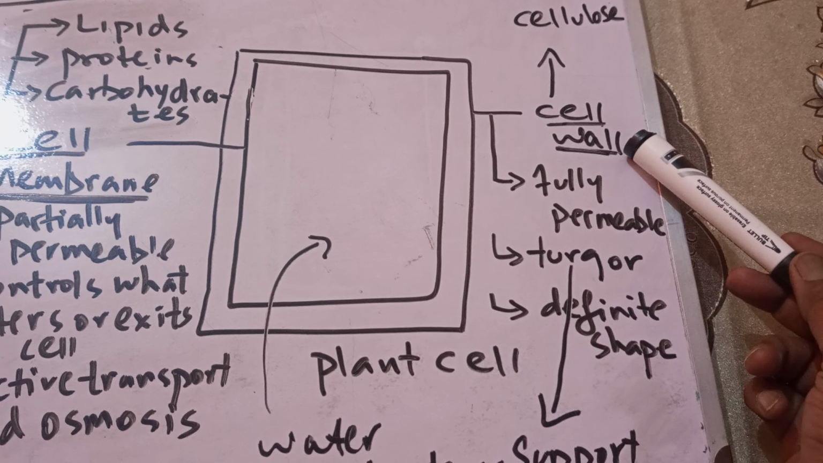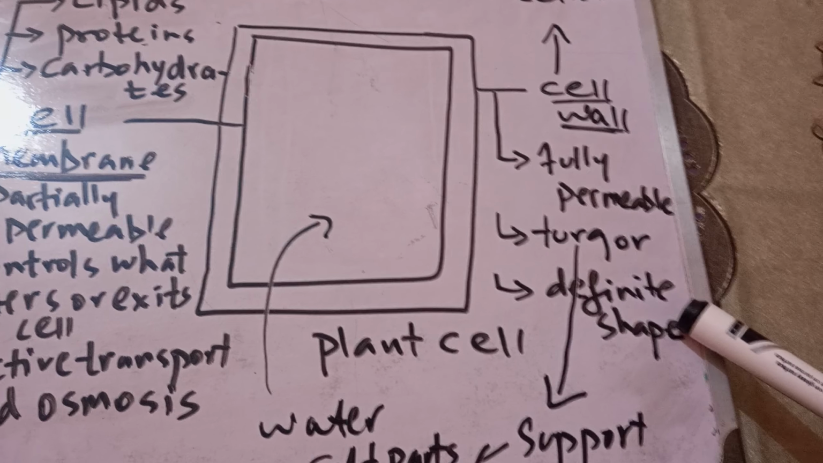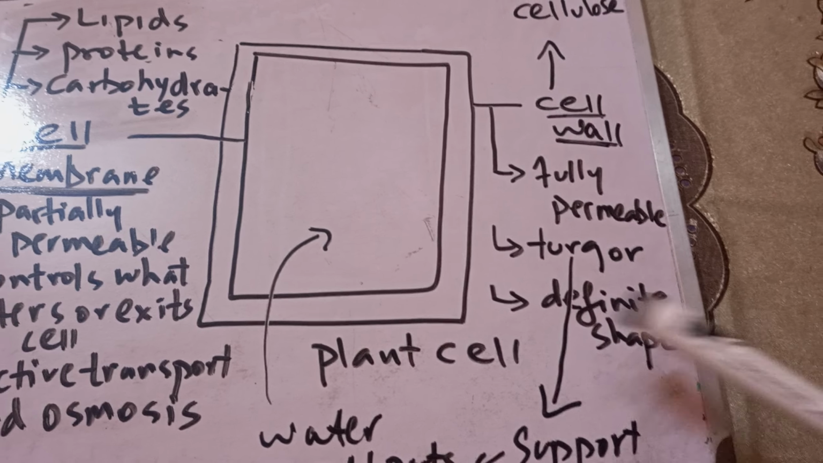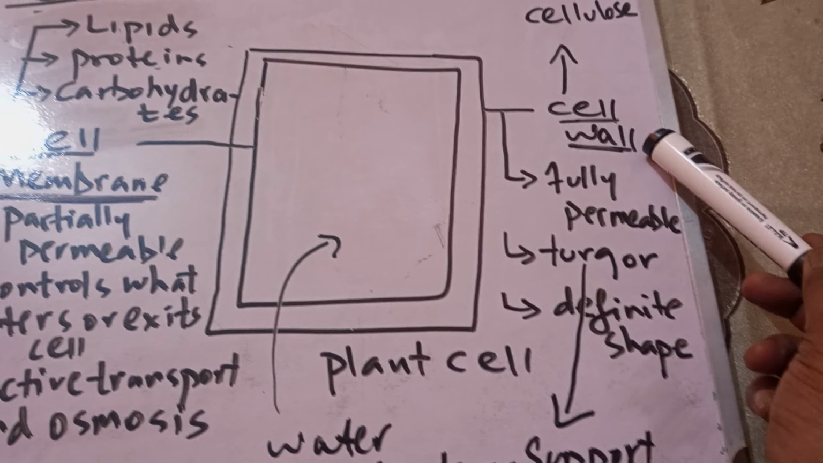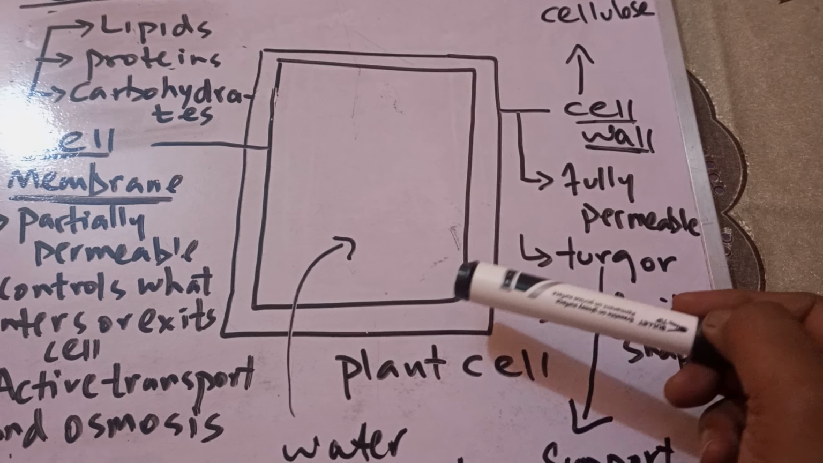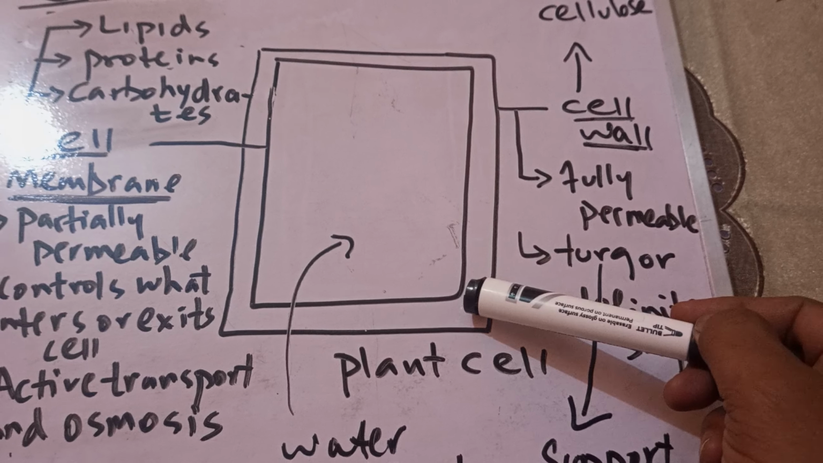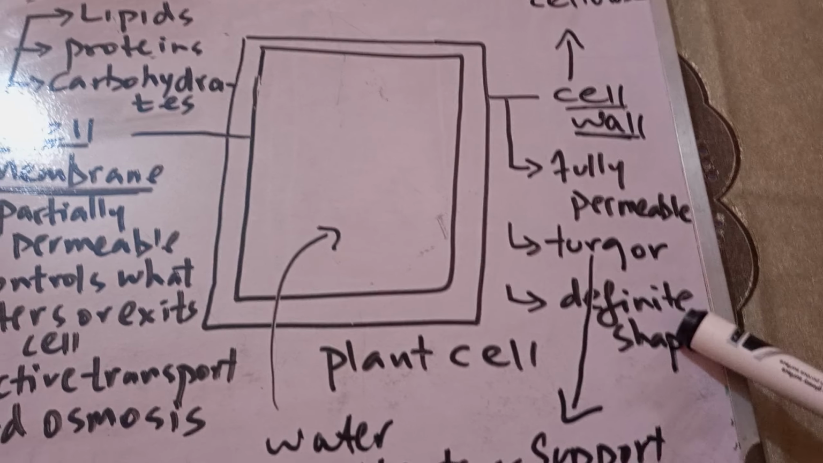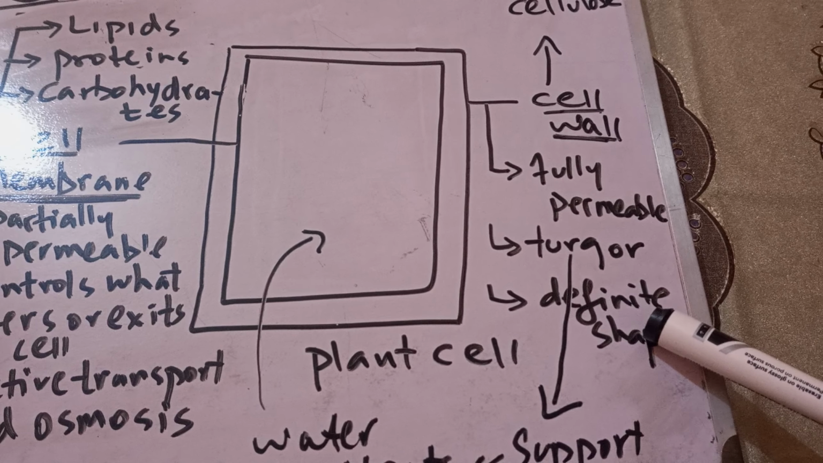Lastly, the cell wall gives definite shape to the cell. Whatever type of shape the cell has, this is because of the cell wall. If the cell is rectangular, square shaped, or round, this is because of the cell wall. The cell wall gives definite shape to the cell.